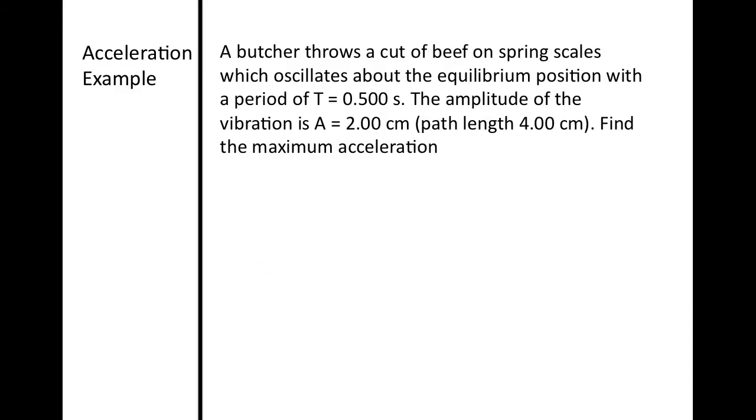Here is an example for you to try. A butcher throws a cut of beef on some spring scales, which oscillate about the equilibrium position with a period of T equaling 0.500 seconds. The amplitude of the vibration is A equals 2.00 centimeters, which is a path length of 4.00 centimeters. Find the maximum acceleration.